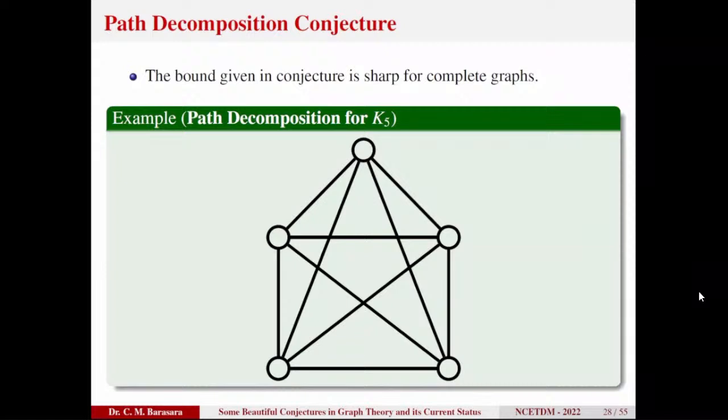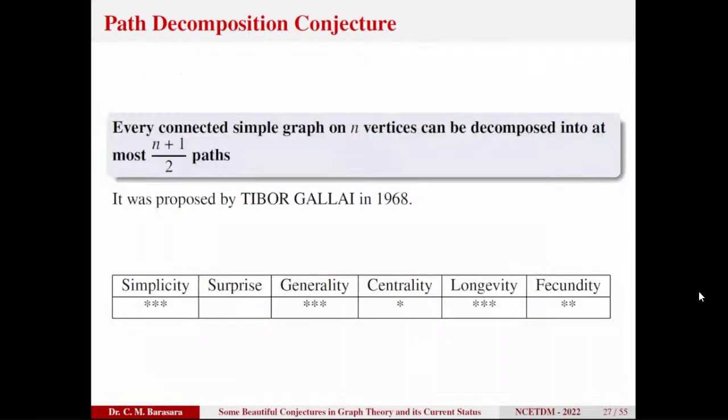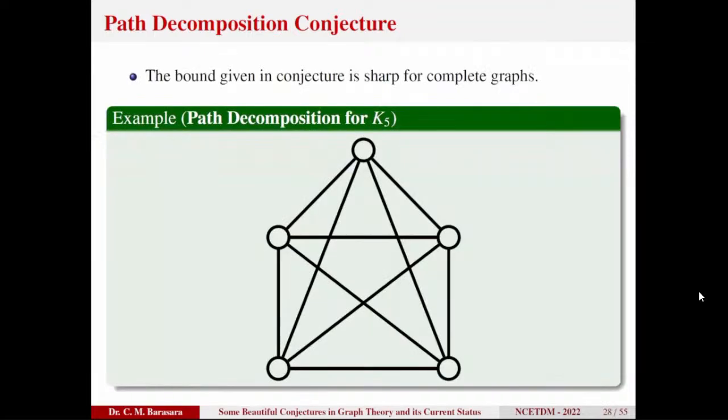I have taken the complete graph K5. So n is equal to 5, and (n+1)/2, that is 6/2. And that means we need to have 3 parts. We require 3 parts to decompose this K5.